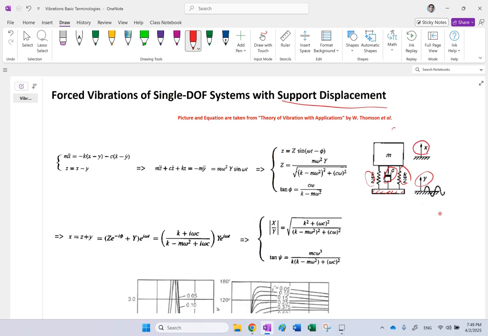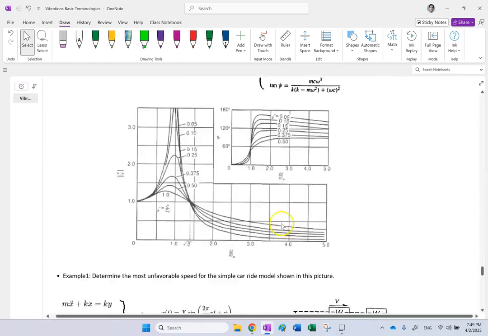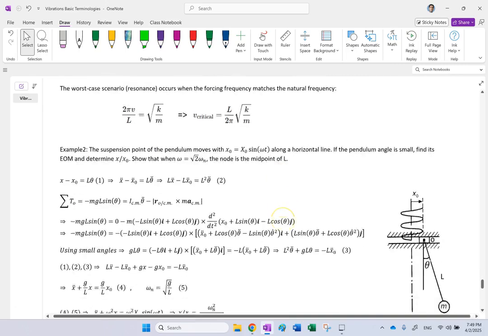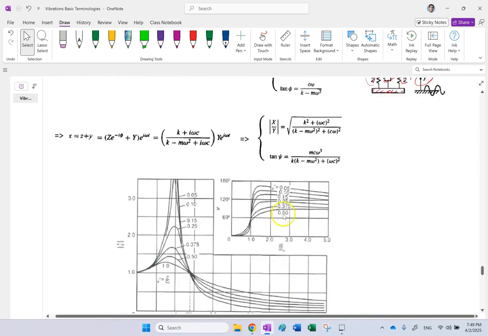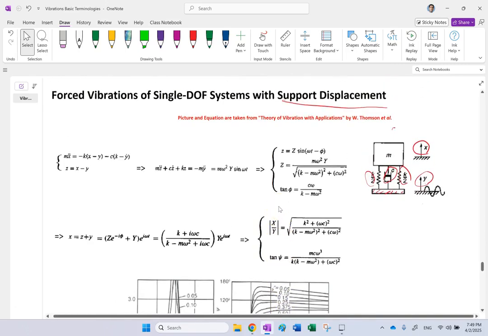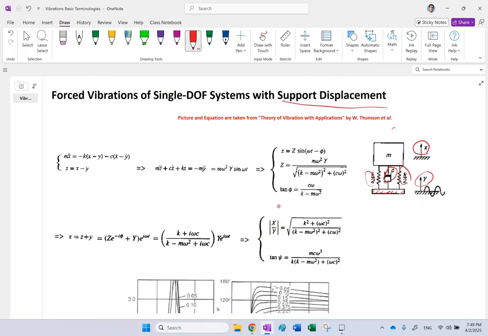And then the difference between the X and Y, because they are not in phase, the difference between X and Y is the cause of oscillation for mass M. So we want to see how we can formulate this problem, and we're going to see a couple of relevant problems to this topic.